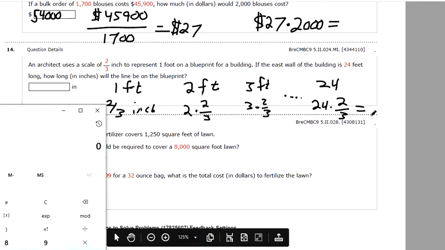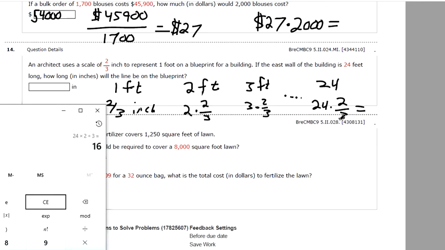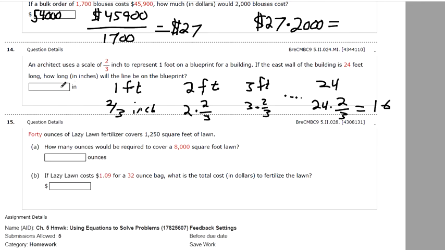So in your calculator, you can do that really quickly. Just do 24 times 2, divided by 3. So it makes 16. 16 inches. This is now in terms of inches.